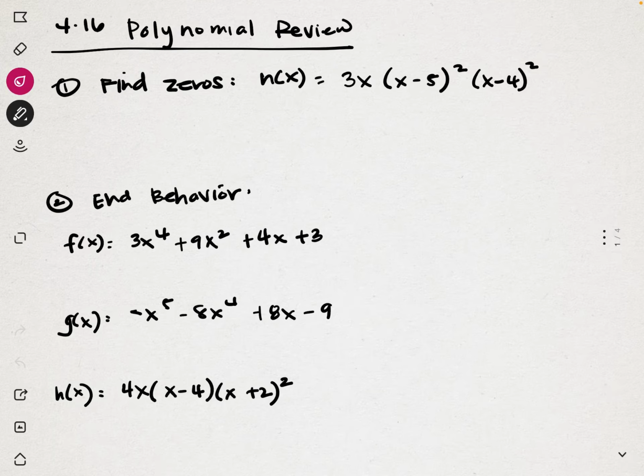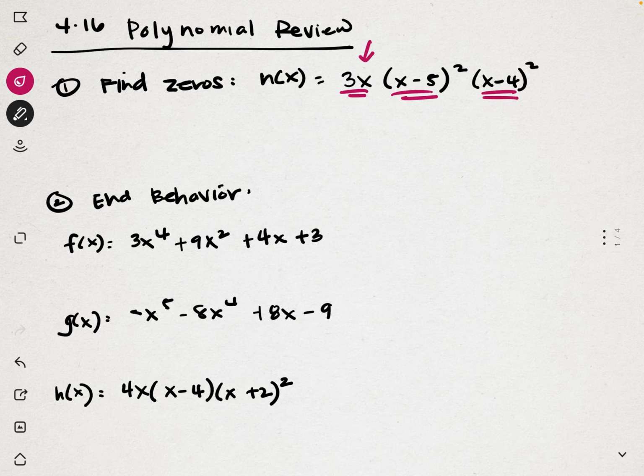So the first thing it's asking us to do is find zeros. Now, if it's in factored form like we have here, we have three multiplications, right? We have 3x times (x minus 5) squared times (x minus 4) squared. Each of the things that's multiplied has a zero if we have an x in there. So we just got to figure out what makes that part 0.